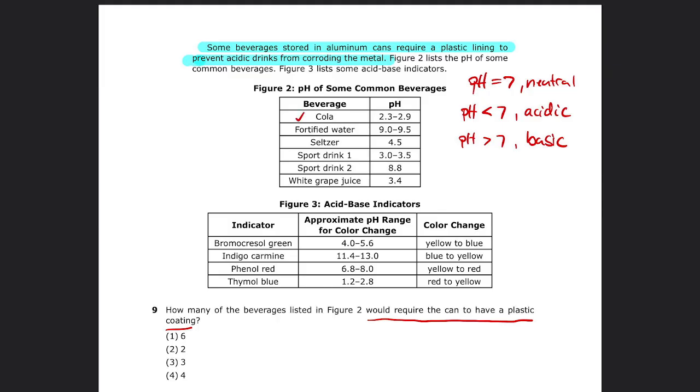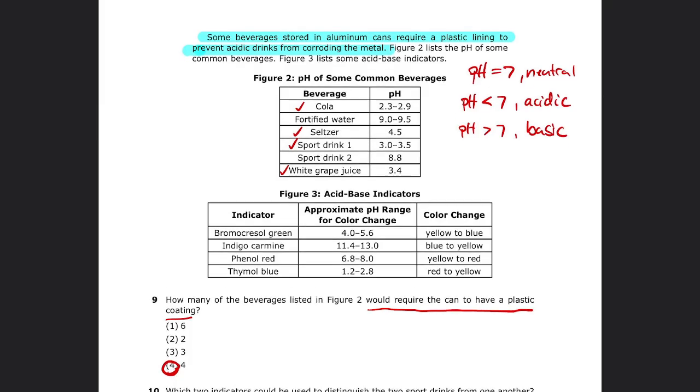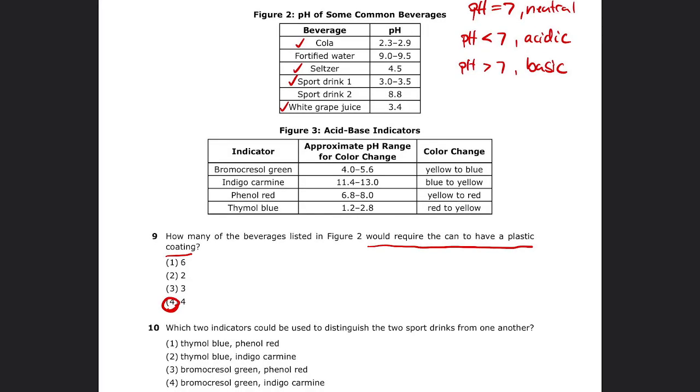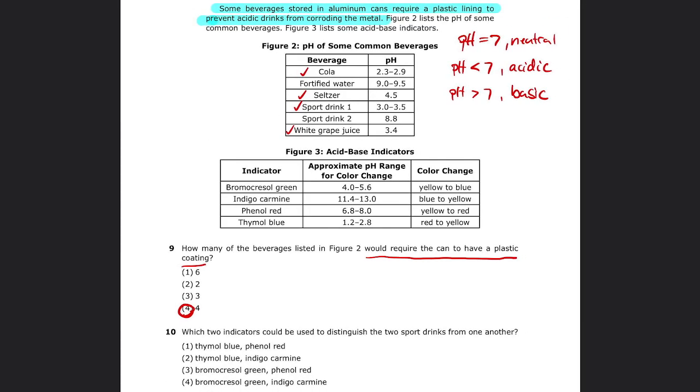So that would be cola, that would be seltzer, that would be sport drink number 1, and that would be white grape juice. So that is a total of 4 beverages that would require the coating. Then question number 10, it says, which 2 indicators could be used to distinguish the 2 sport drinks from one another? So just for my purposes, I'm going to make a little table. So sports drink number 1, the pH is going to be 3.0 to 3.5. And for number 2, it's going to be just 8.8.